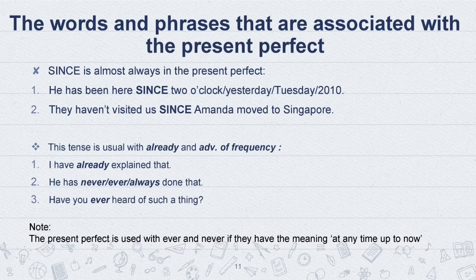You have to know as well about the use of both since and for in the present perfect. Since describes a particular time, like 2010, Tuesday, yesterday, 2 o'clock. And for describes a duration of time. For example, he has been here for 5 hours.